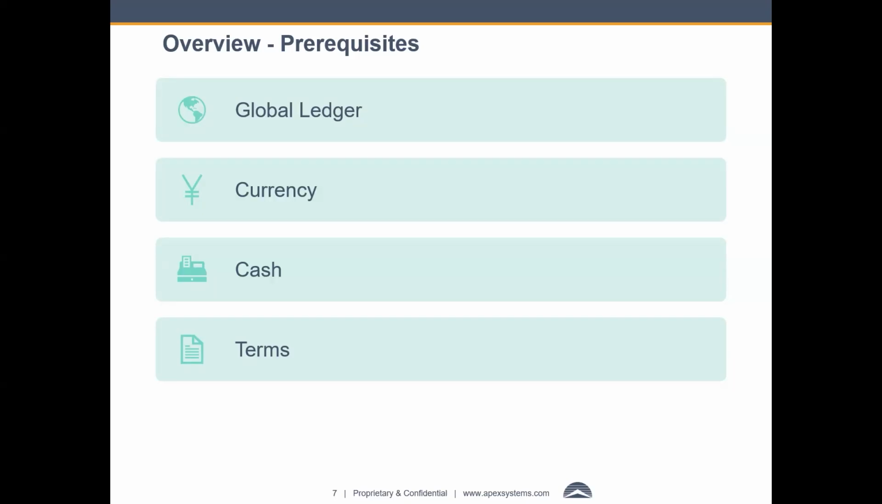The cash code represents a bank account. An organization may have more than one bank account, such as operating, disbursement, payroll, or investment bank accounts. Multiple accounts can be defined and used by payables, receivables, and cash management.